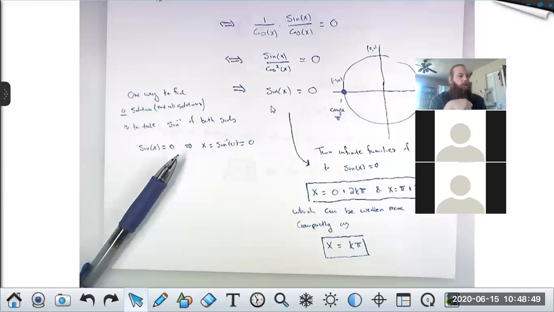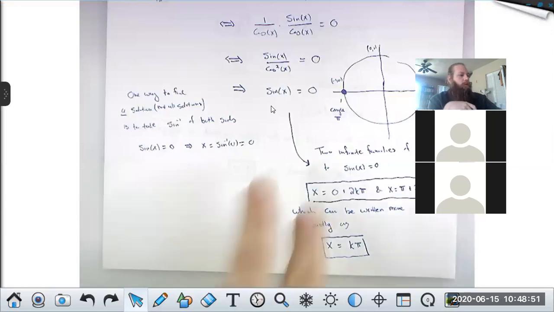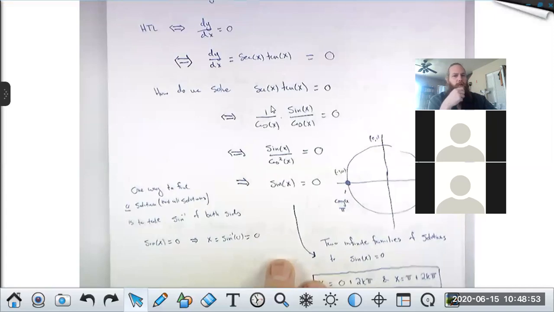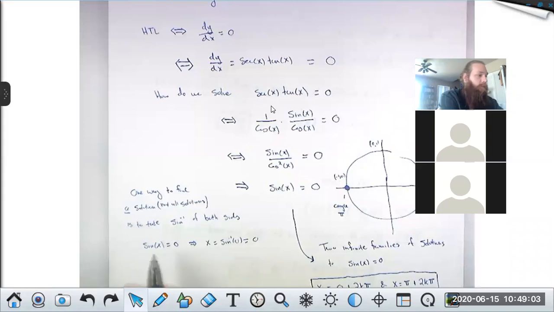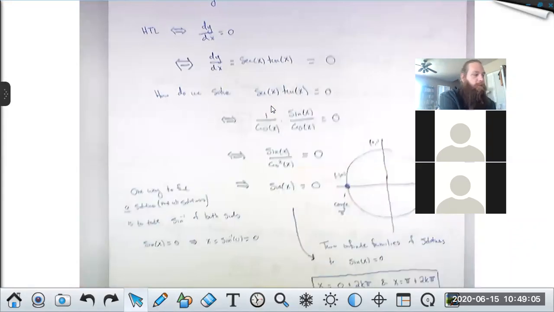So Nick asked a really good question in chat. What about that denominator? We didn't just have the equation sine x equals 0. We had sine x over cos squared x equals 0. Are there any restrictions that come from that? Yes. But they're not going to affect us here.